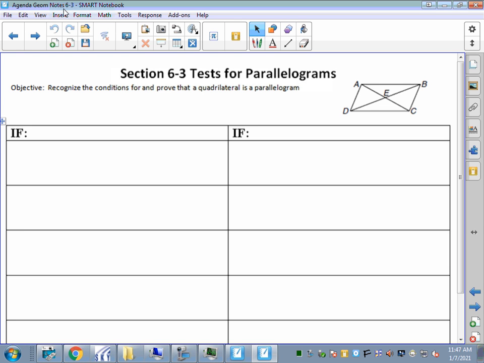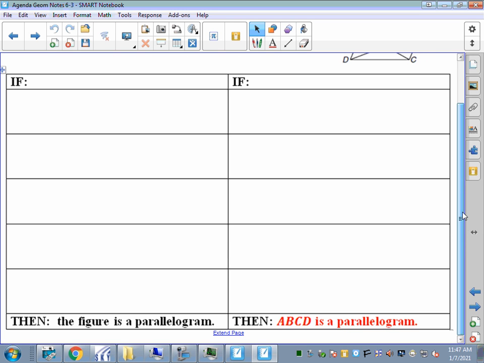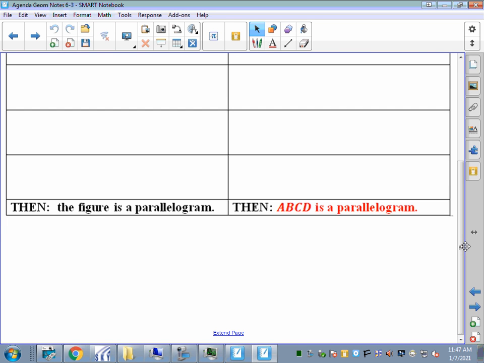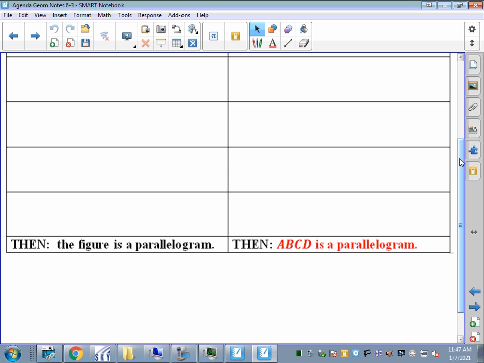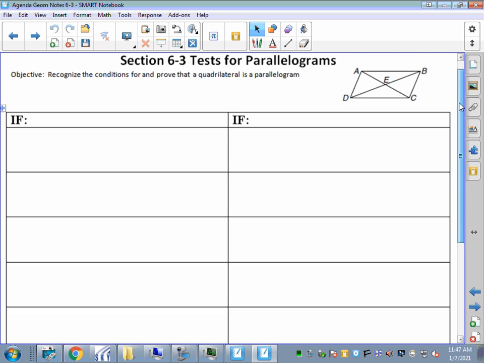It's opposite. Notice up here, I say if something is true, if you look at the bottom of this little table, then the figure is a parallelogram. In section 6.2, we said, well, if the figure is a parallelogram, then this has to be true. We're flipping it upside down. We're doing this backwards. We don't know if it's a parallelogram, so it might say, is this a parallelogram? And you're going to say, yes, because blah, blah, blah. So we're going to look for these reasons that it could be a parallelogram.